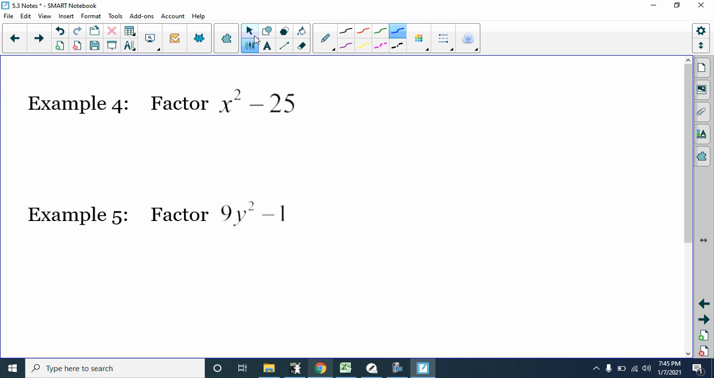Quick example, a couple quick examples on factoring using a difference of squares. x squared minus 25, those are both perfect squares. 25 is 5 squared. And then the rule is the first one minus the second one. So x minus 5 times the first one plus the second one, x plus 5. And we have successfully factored.